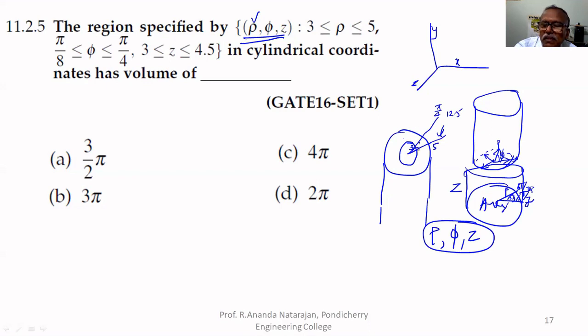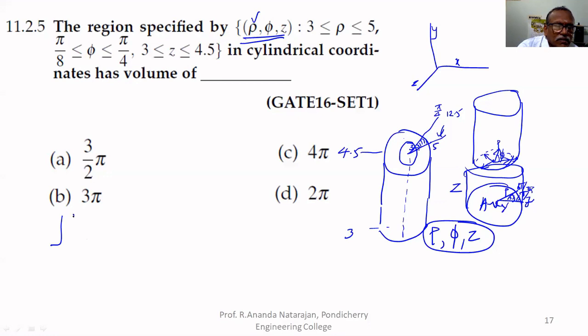This much area is a section of that cylinder. Then you take this part from top to bottom, for a height z from 3 to 4.5. What is the volume of this? That we have to find.